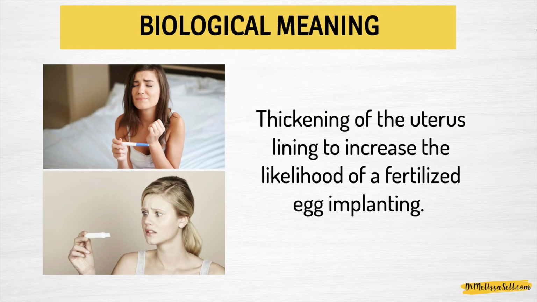So what's the biological meaning? Why the heck would your body do this? Biologically, the point of the thickening of the uterus is to increase the likelihood of a fertilized egg implanting. And so in nature, biologically, there's no such thing really as an organism not wanting to be pregnant. It's just the way of nature to reproduce and proliferate offspring. And so whether you really, really want to be pregnant or really, really don't want to be pregnant, the biological program is to make it more likely that you will become pregnant, which is the point of thickening the uterus lining. So that's why this whole thing is going on.